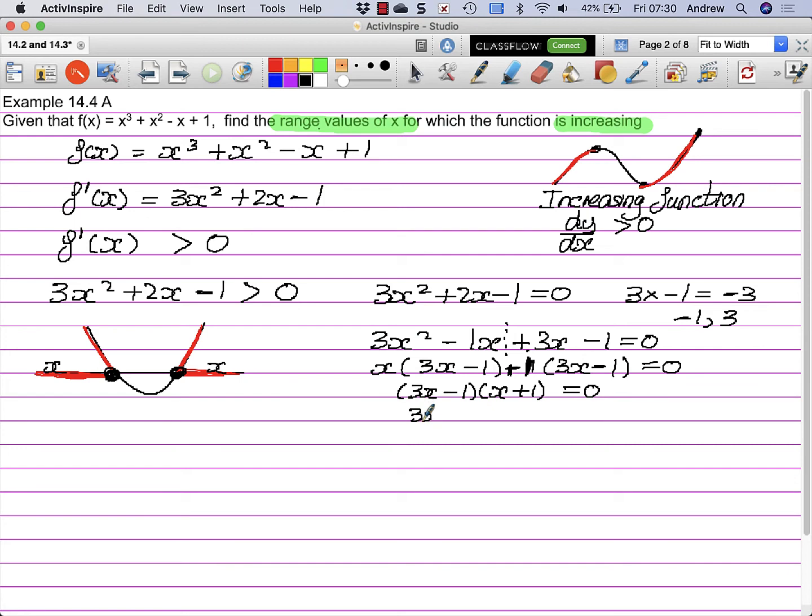So we've now got 3x is equal to 1, and we've got x is equal to minus 1. So we've now got x is equal to 1/3 and x is equal to minus 1. The smaller of the two is minus 1, so that one goes there, and that's equal to 1/3. So we've now got x is less than minus 1 and x is greater than 1/3 are the range of values of x for which this function is increasing. And that's the end of that particular problem.